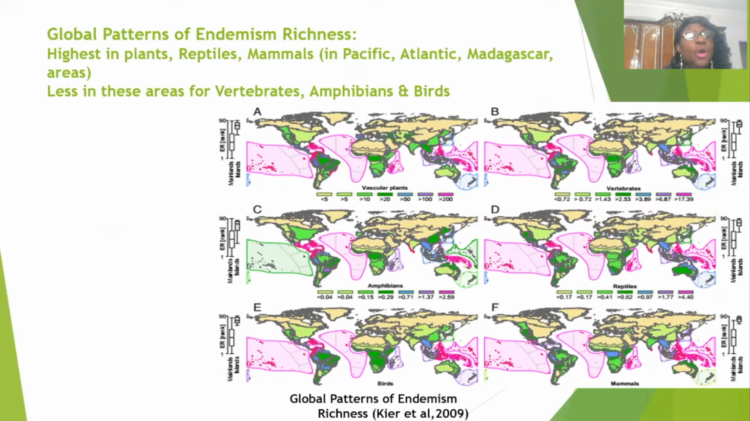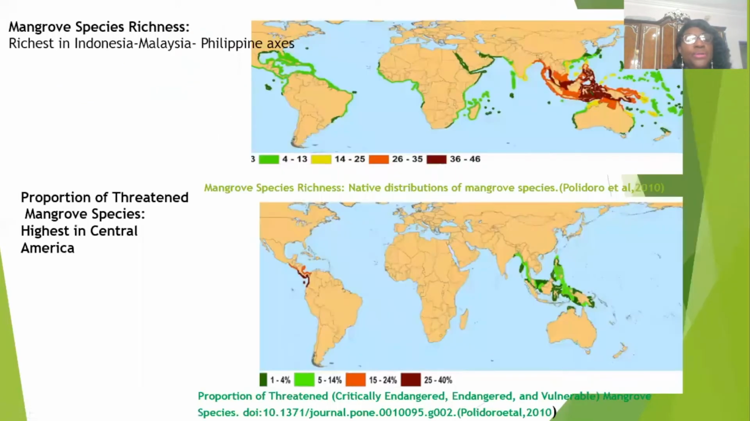This map shows the global pattern of endemism richness. A is vascular plants, B is vertebrates, C is amphibians, D is reptiles, E is birds, and F is mammals. The area shaded pink shows the highest regions. This is taken from Kier et al., 2009. The global pattern of endemism richness is highest in plants, reptiles, and mammals in the Pacific, Atlantic, and Madagascar regions, and less in these areas for vertebrates, amphibians, and birds.